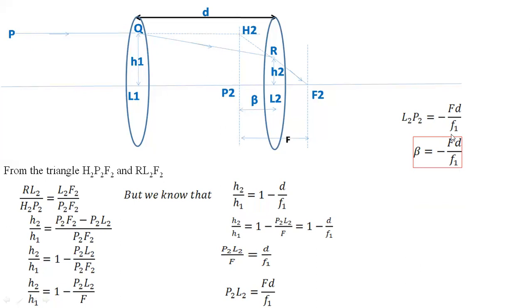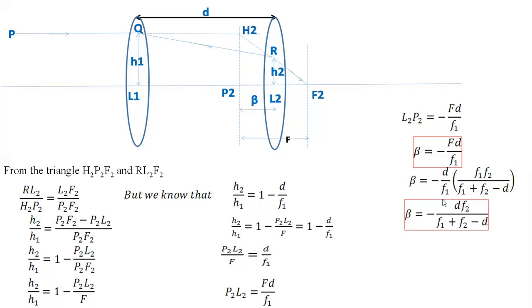Now substitute the value of the capital F. The capital F value is F1 F2 divided by F1 plus F2 minus D. Here F2 gets cancelled. Beta is equal to minus D F2 divided by F1 plus F2 minus D. Therefore L2 P2 value is negative because P2 lies at the left side of L2. So you have to remember all these equations in order to solve the problems.